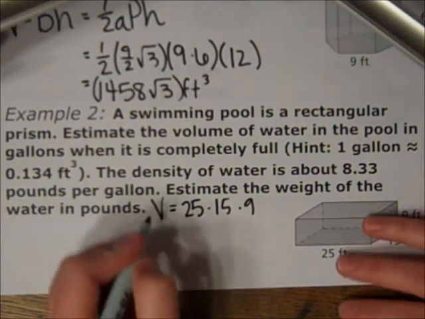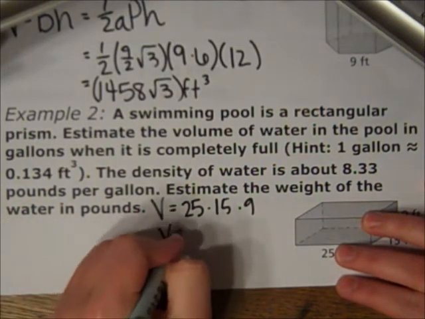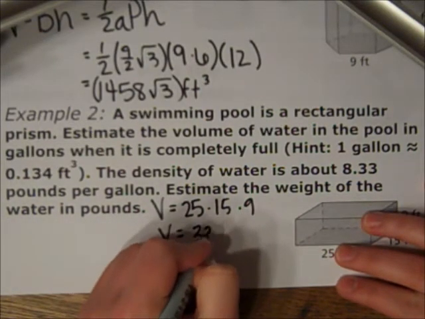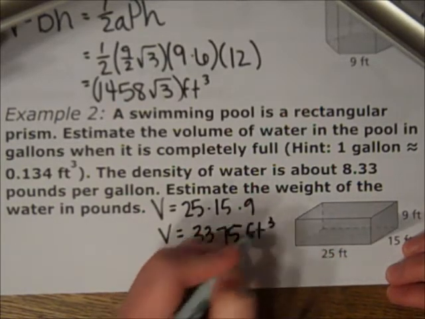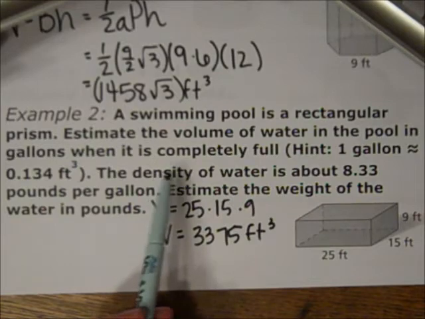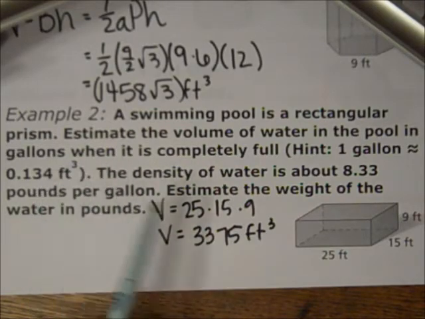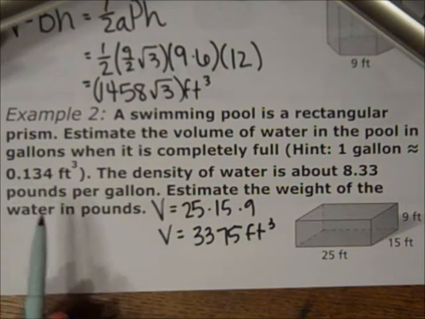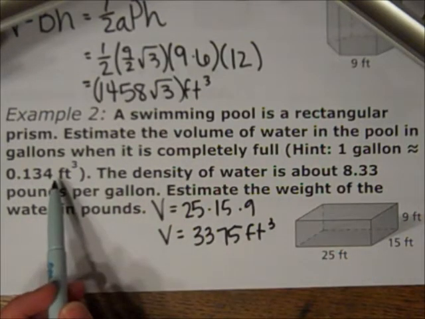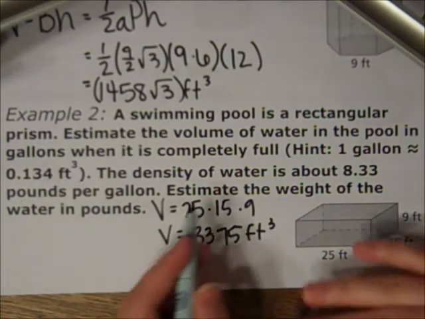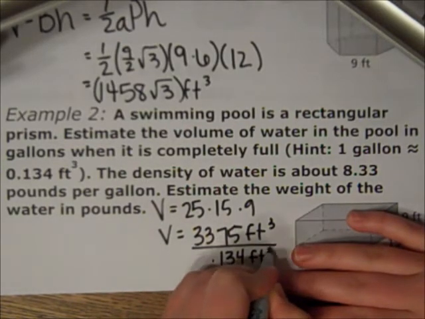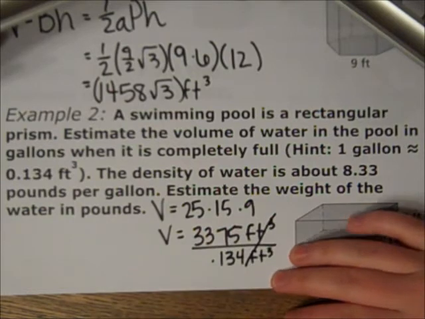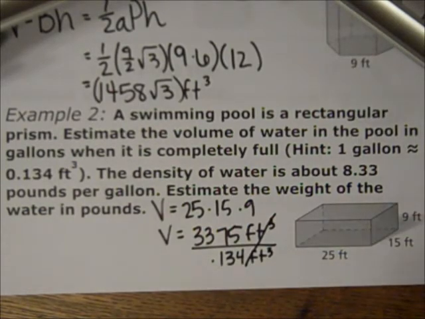And the volume here, I'm going to try to make room, is 3375 feet cubed. Okay, but it doesn't want me to do it in feet. It wants me to do it in gallons. So let's see. If 1 gallon is equal to 0.134 feet cubed, then I need to divide by 0.134 feet cubed to get those units to cancel out.